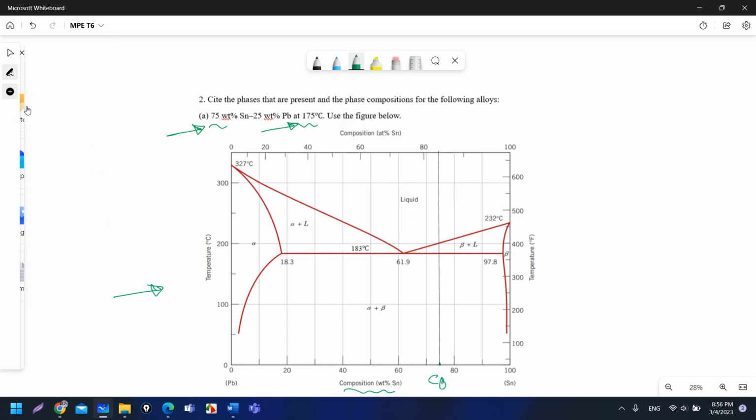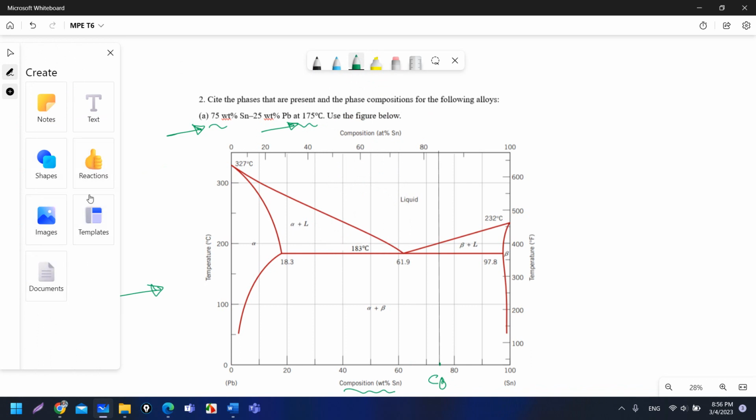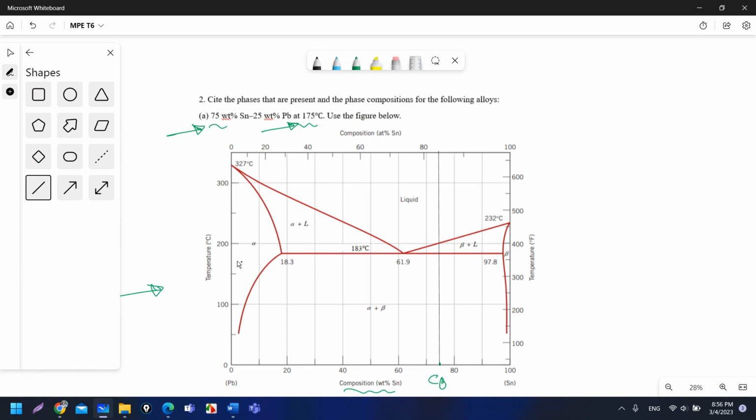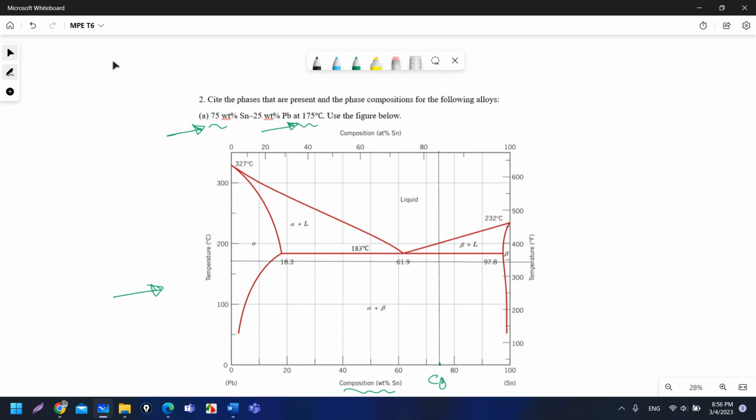Let's draw the line of the temperature, 175 degrees Celsius. If this one is 175, so this one is 150, so this one is 175 approximately. Now the intersection between these two lines will give you the point that represents this alloy at this temperature, 175 degrees Celsius. Now the question asked to cite the phases. This point is in the alpha plus beta phase, so the phases are alpha plus beta.